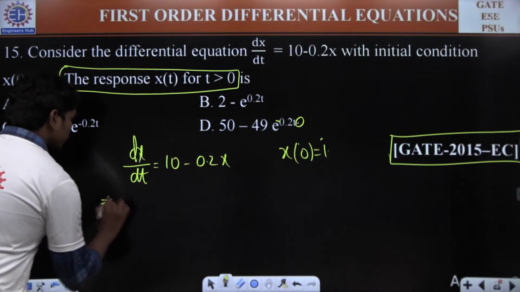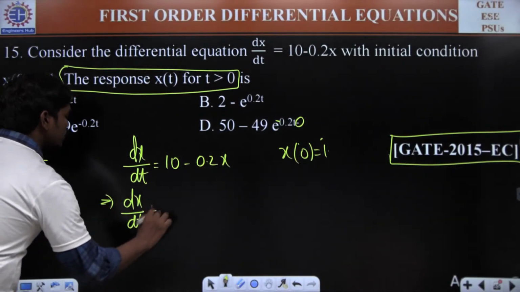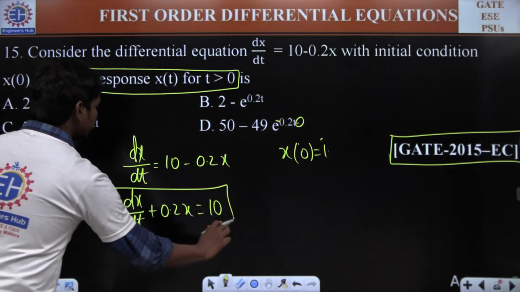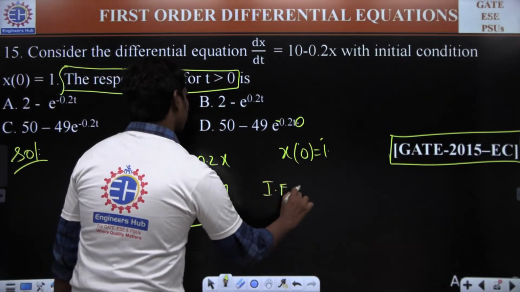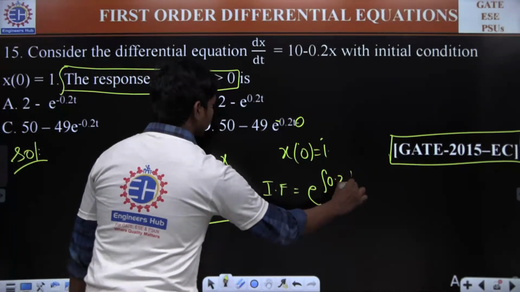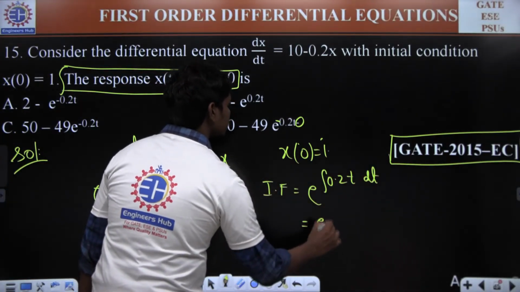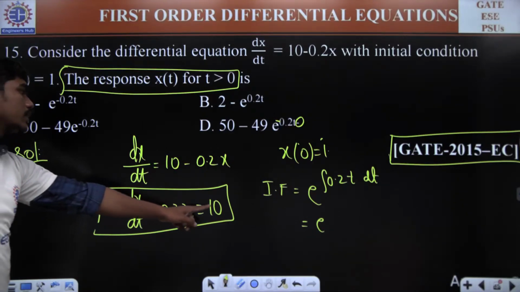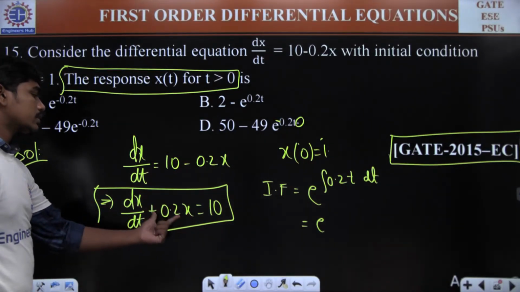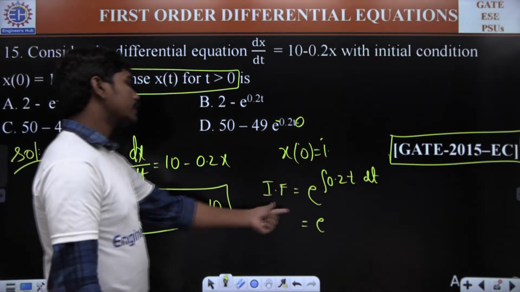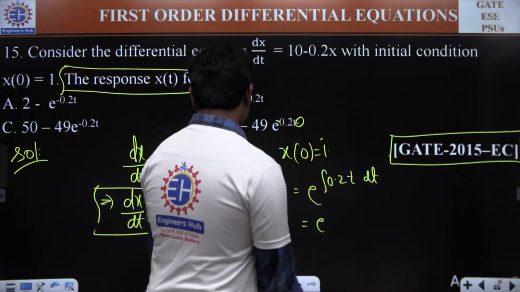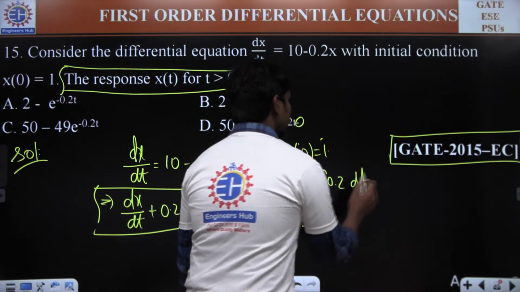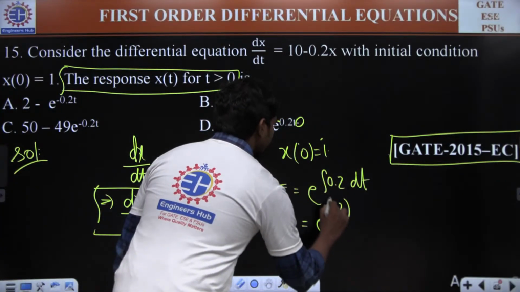See here. This implies dx by dt plus 0.2 times x is equal to 10. If this is the case, then you can get the integrating factor, which is e power integral of 0.2 dt. This is the function in dx by dt plus 0.2 into x is equal to 10, so this 0.2 is the function of t. So e power integral 0.2 dt, which means you have e power 0.2 into t as the integrating factor.